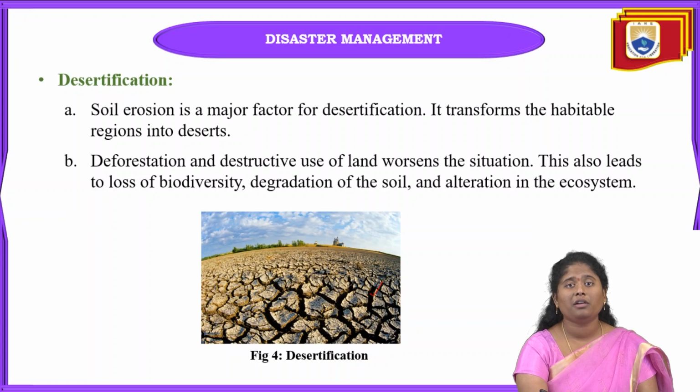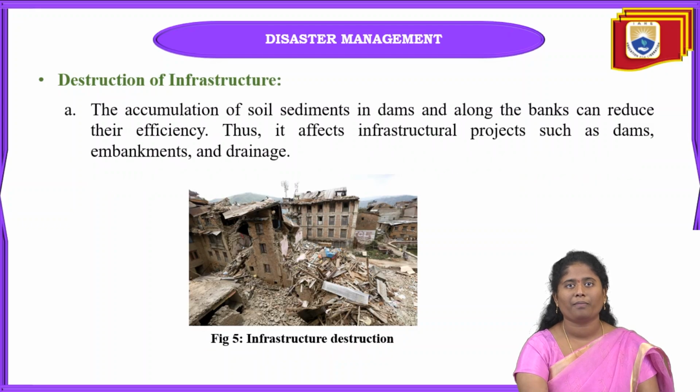And next, deforestation and destruction of lands worsen the overall situation and also cause desertification. Sometimes this leads to loss of biodiversity and degradation of the soil, and that impacts the ecosystem of our whole earth. That is why deforestation, desertification and destruction of land affect the overall ecosystem, and this gives rise to greenhouse gases also.